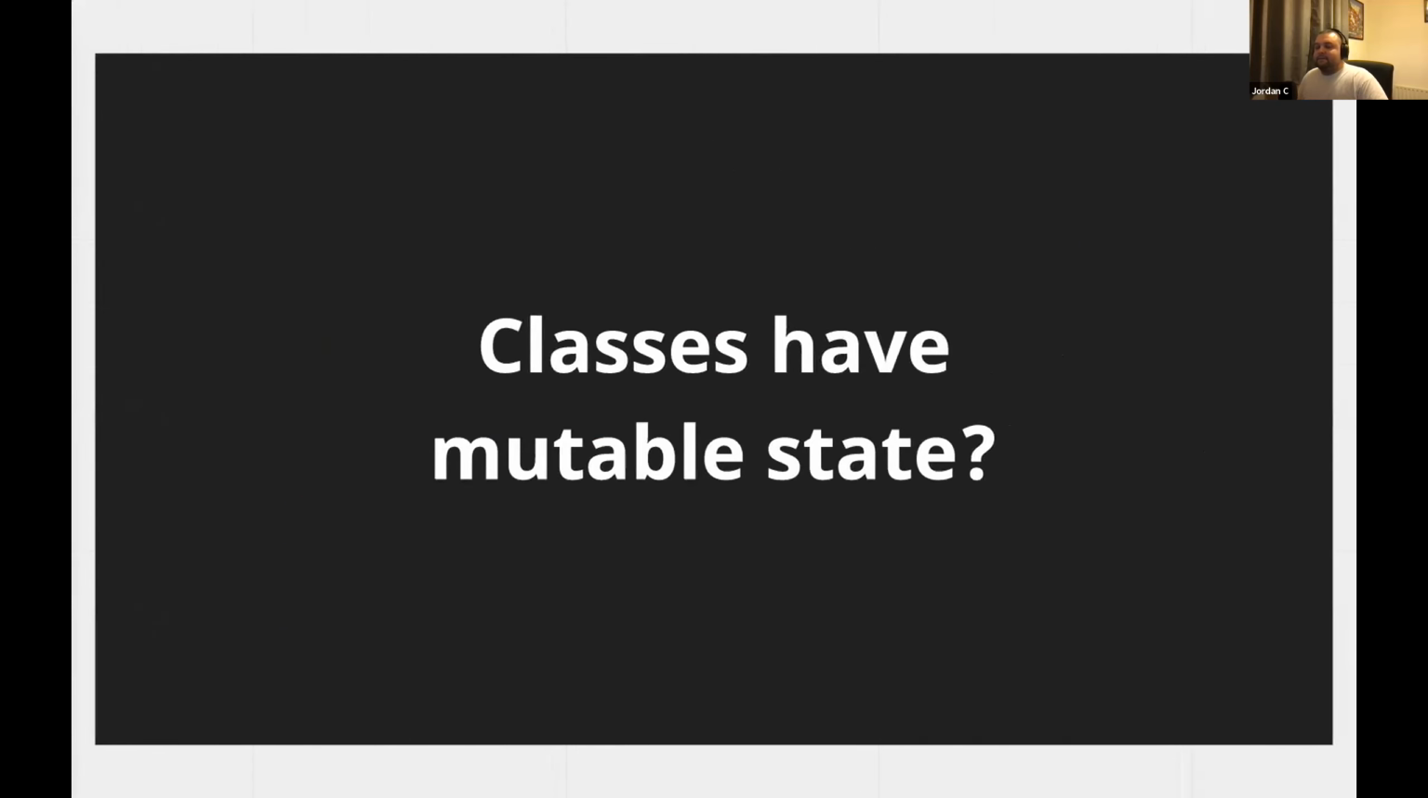And another difference that people often say object orientation has to maybe functional programming is that classes have mutable state. This is true, but we have learned that this is actually bad. So we try to make our classes immutable.